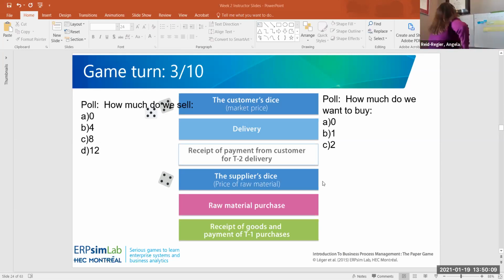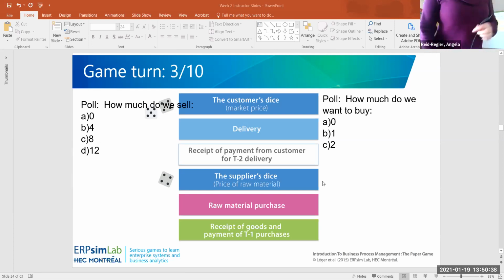So T4. Okay. So, but also at T3, we need to receive the goods. So we ordered 2 sheets of paper last time. So we take delivery of them this time. And we also have to pay for them. So here is our check. It's our purple piece. And I'm going to put that here. And we are going to pay $10 for that 2 sheets of paper.